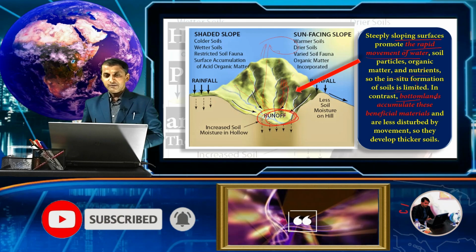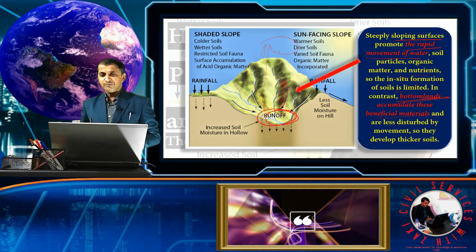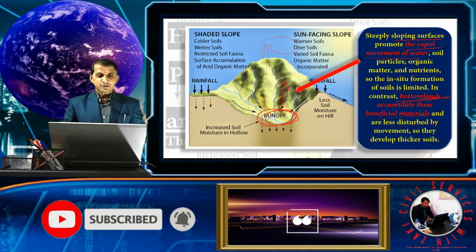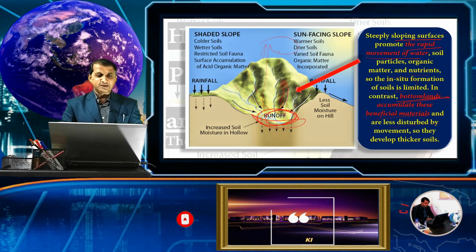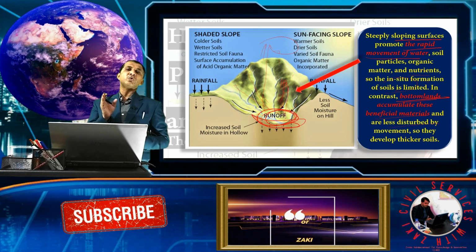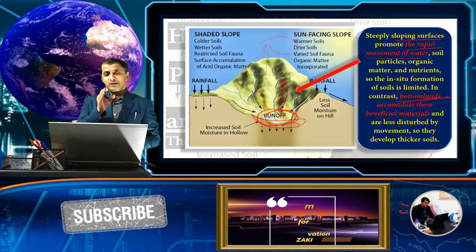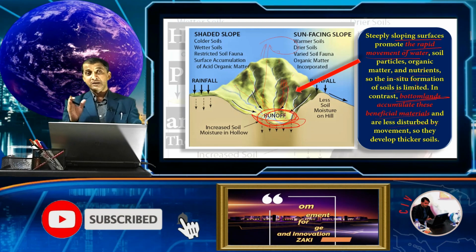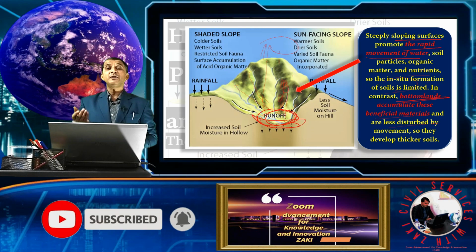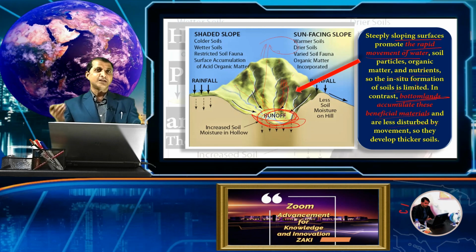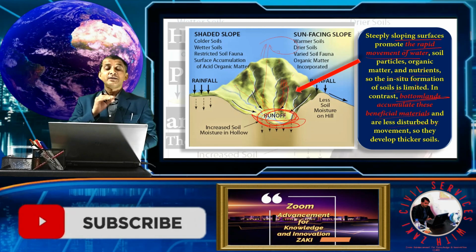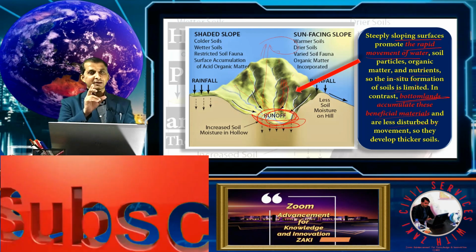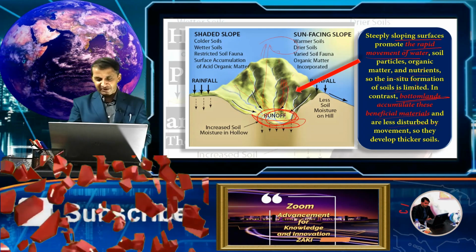In contrast, bottom land accumulates these beneficial materials and is less disturbed by movement, so it develops thick soil. You can find in the valley area thick soil. So slope basically impacts our soil formation. If you go to the steeper slope, you can find thin soil, but if you go to the bottom of the mountain, valleys, etc., you can find thicker soil. That is the great impact of topographic features on soil.